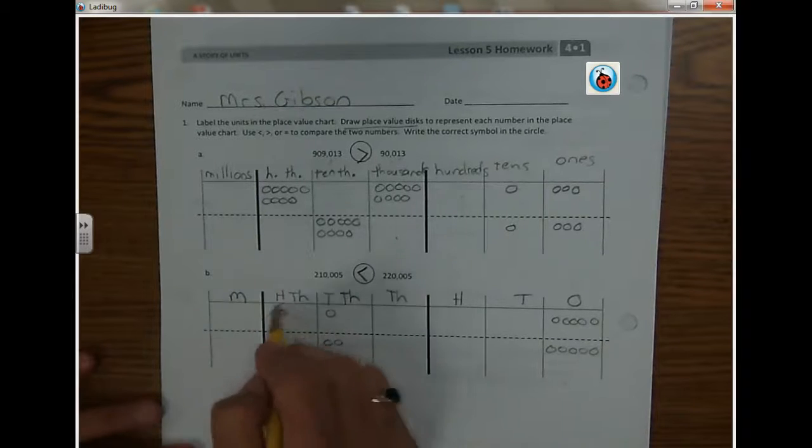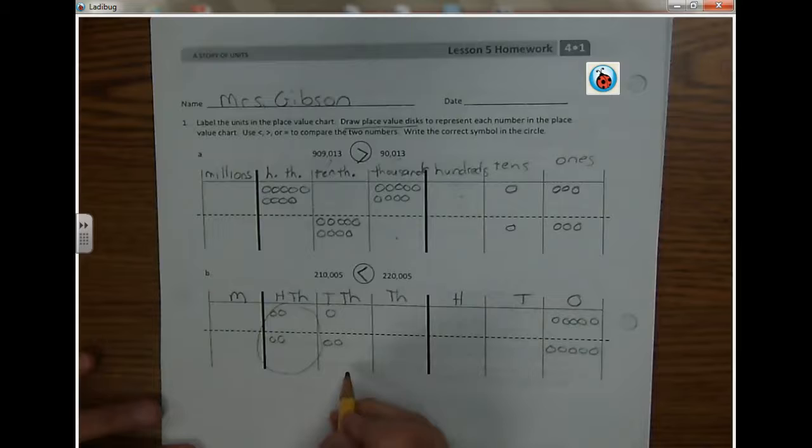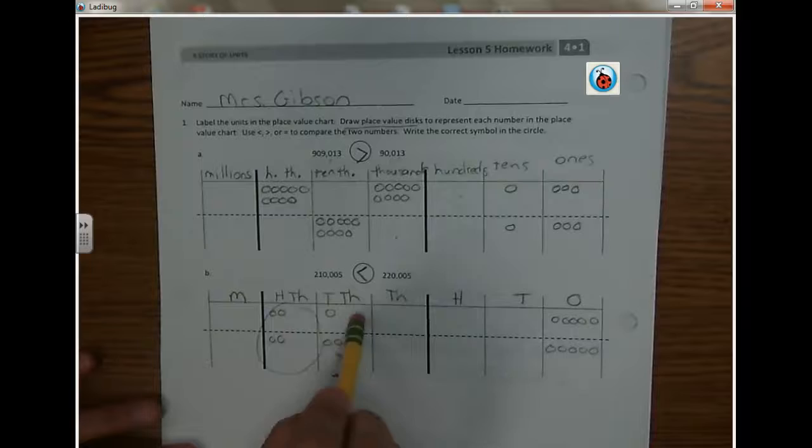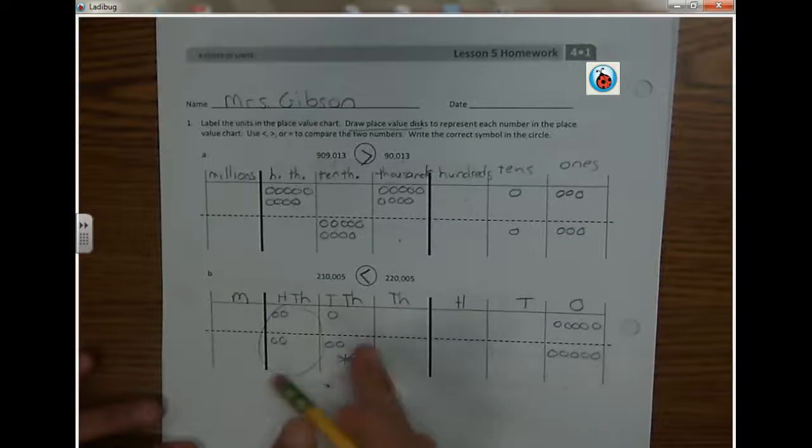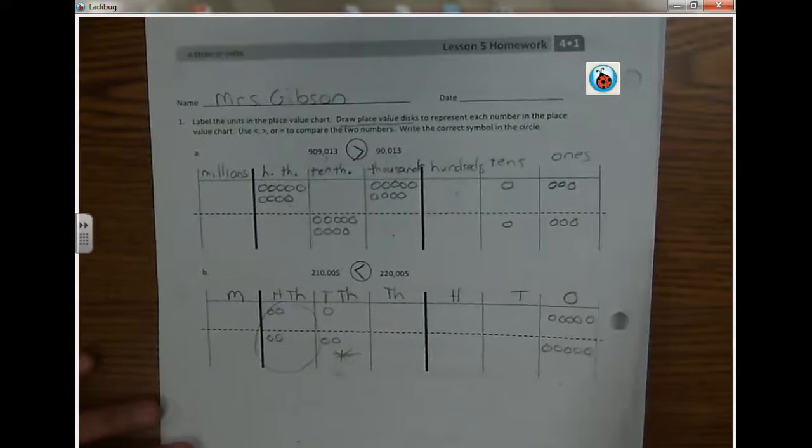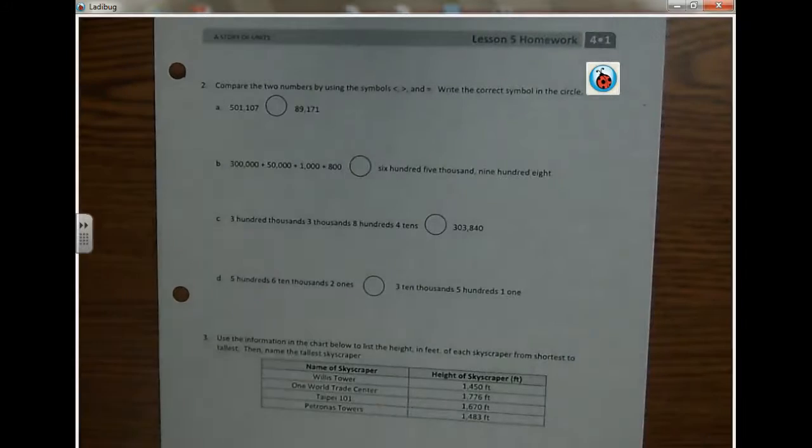Okay. These are the same. So we have to look at this one. This is the greater one. So this one's less. The top number is less than the bottom number. Okay, let's go ahead and go to page 91.